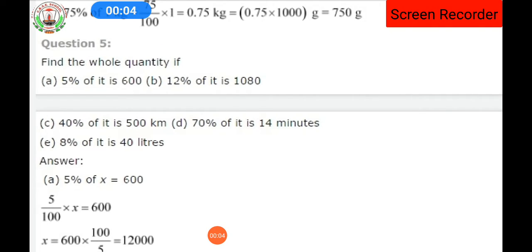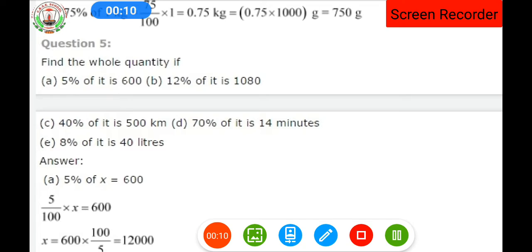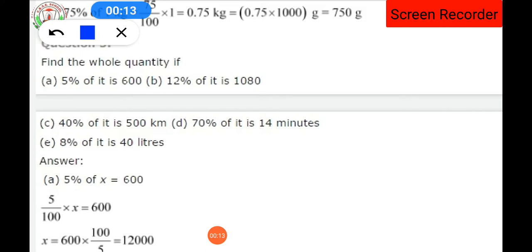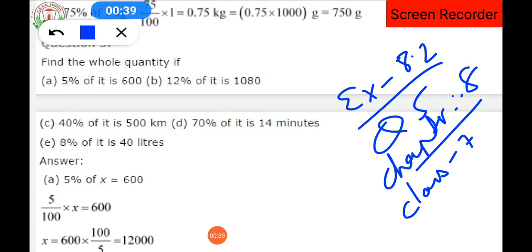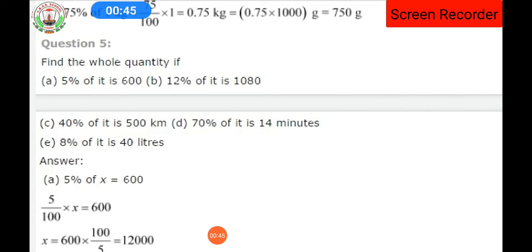Here we are going to see exercise 8.2 question number 5. So dear student, in the previous video we had already completed exercise 8.1 and the formulas, as well as exercise 8.2 question number 1 to 4. Now we are going to see exercise 8.2 question number 5 from chapter number 8, comparing quantities of class 7th maths NCERT book. Clear?